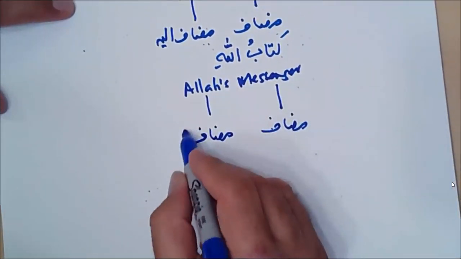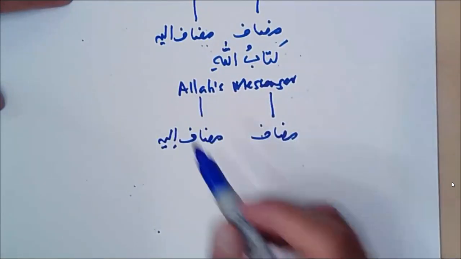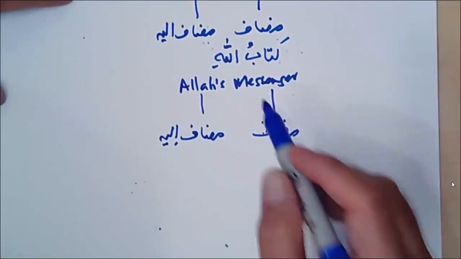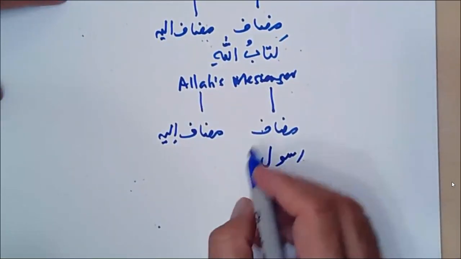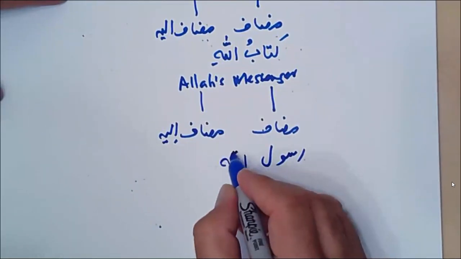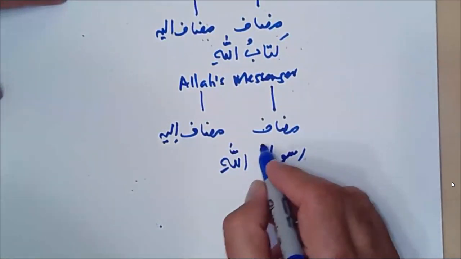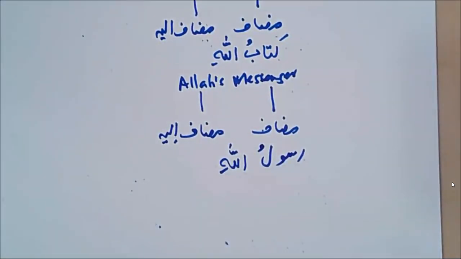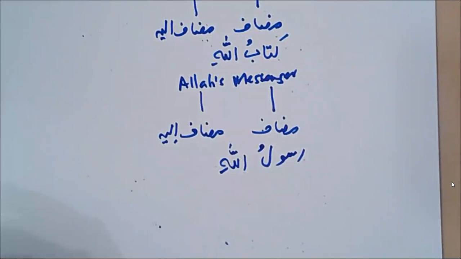We need to identify Muzaf and Muzaf ilai. So Muzaf is messenger, because we are relating the messenger to Allah. So Allah is Muzaf ilai, messenger is Muzaf. What is the Arabic of messenger? Rasul. And Allah: do we want Allah or Allahi? Allahi. So Rasulullahi. Mashallah, you can see that once you know the rules, you can make a lot of Muzaf and Muzaf ilai.